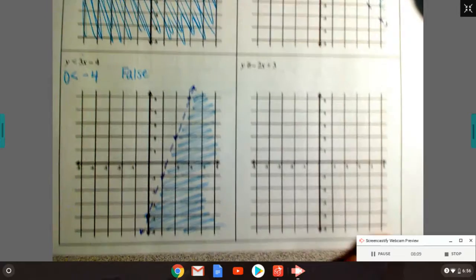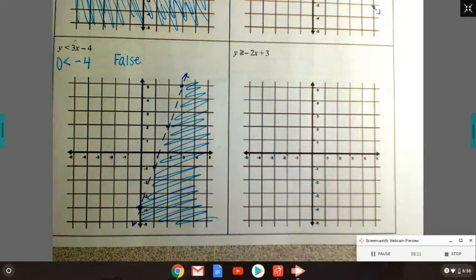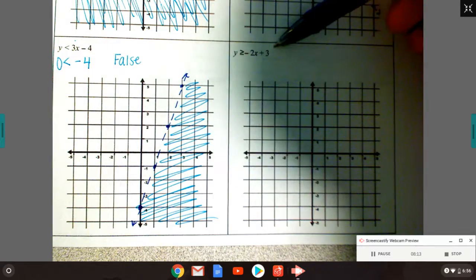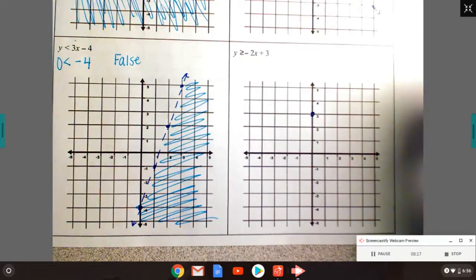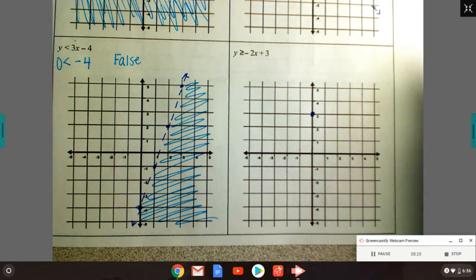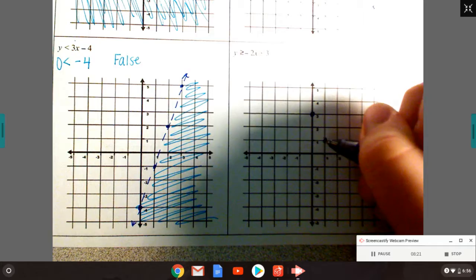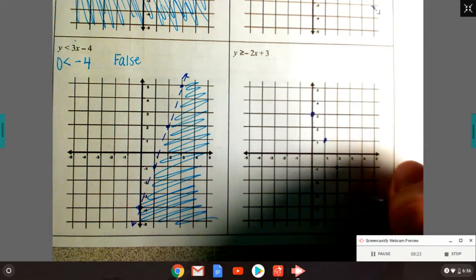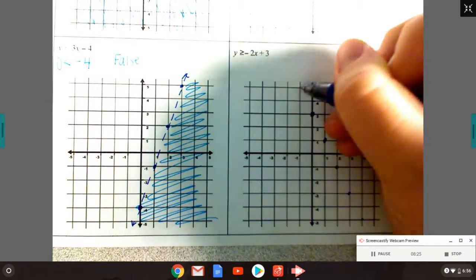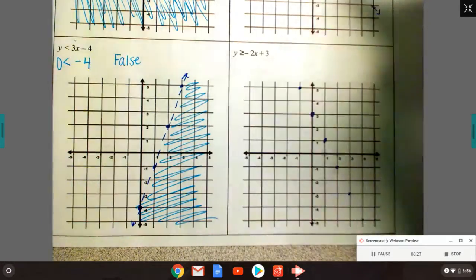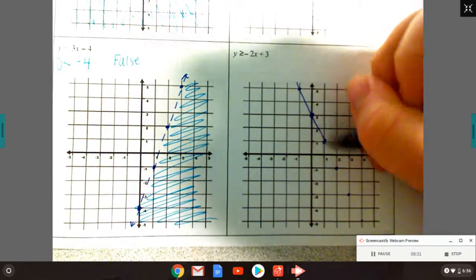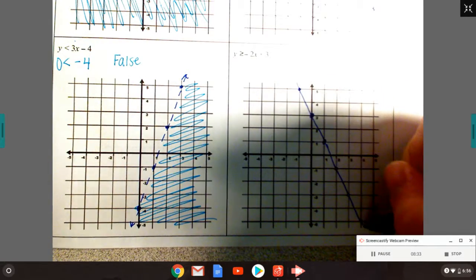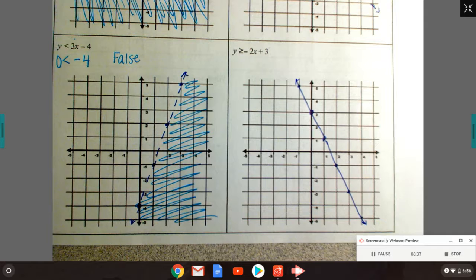All right. I'm going to leave the last one for us to finish up, and then we'll be all set. So again, 3 is our y-intercept, so pop the point in there. And our slope is negative 2, so down 2 over 1. Down 2 over 1. We've got a greater than or equal to, so that's a bold line. And then our shading is the last part.